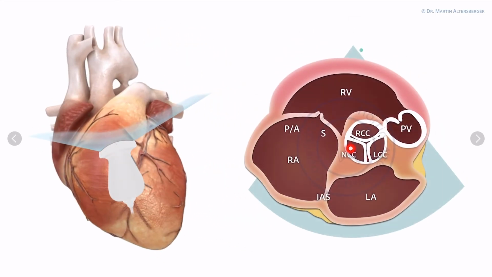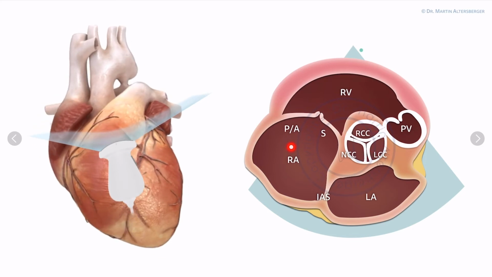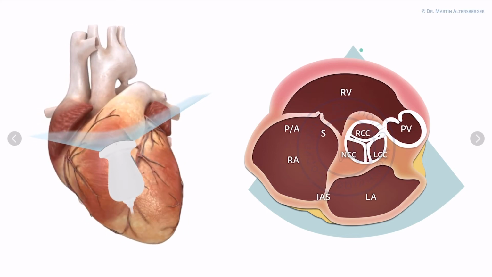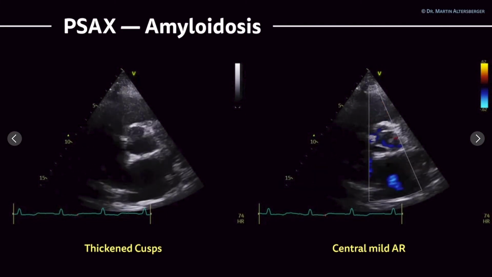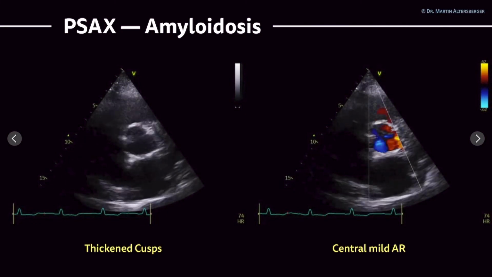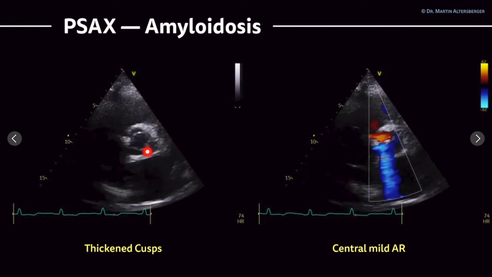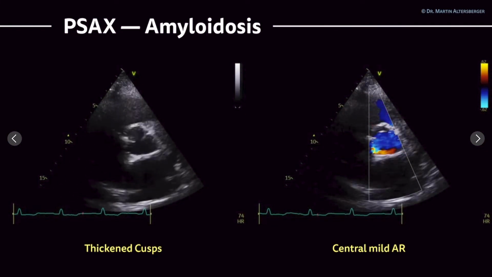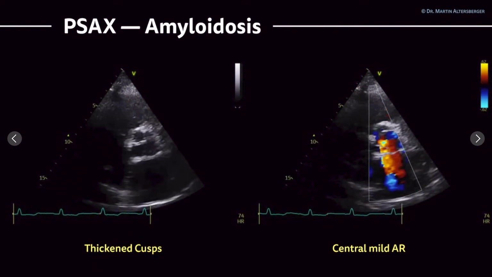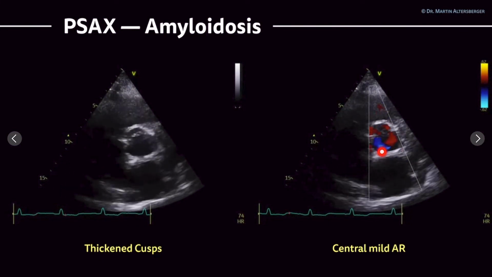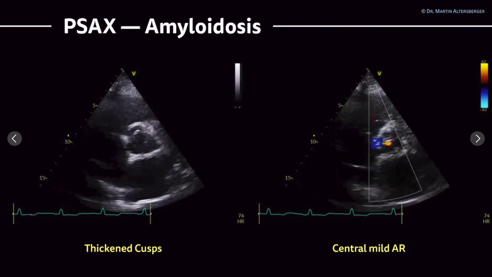Well, we start again with the parasternal short axis at the level of the aortic valve. We remember we have the aortic valve in the center of the image, here the tricuspid, here the pulmonic valve. And when we focus on the aortic valve, we have seen this patient already in the previous video. We do see that this is the aortic valve in the center with these thickened cusps. And here we have this central and mild aortic regurgitation.